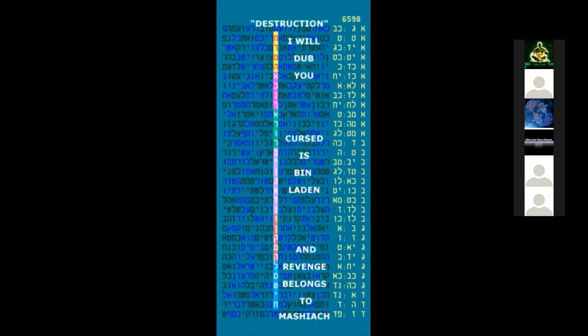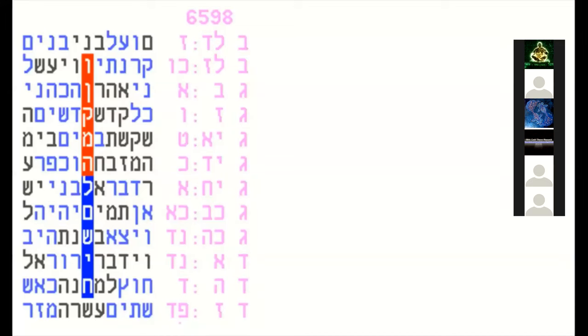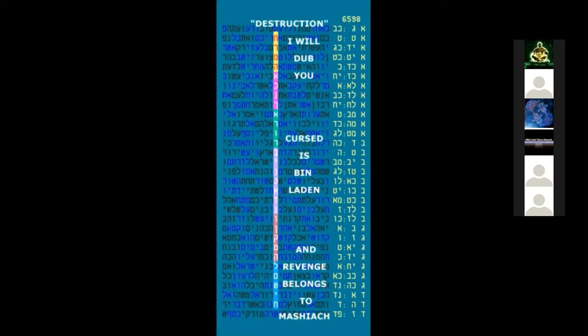Okay. And just in case we're not convinced that this sentence was intentional, let's look at the last two words. Revenge belongs to Messiah. Here they are again, in the same location, just colored differently. Revenge belongs to Messiah. And this has a skip of 6598. It's the fourth minimal skip. You don't have to know what that means.